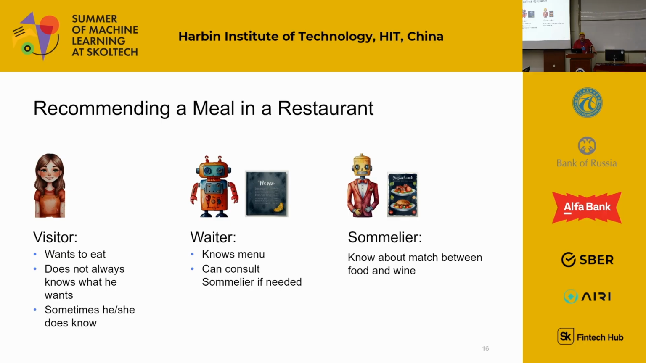So let's again continue with the example of food-wine pairing. Suppose I have a difficult task. I want to suggest a meal for a person. The person comes to a restaurant and wants to eat. I need to suggest to him a meal, main course and the corresponding wine.